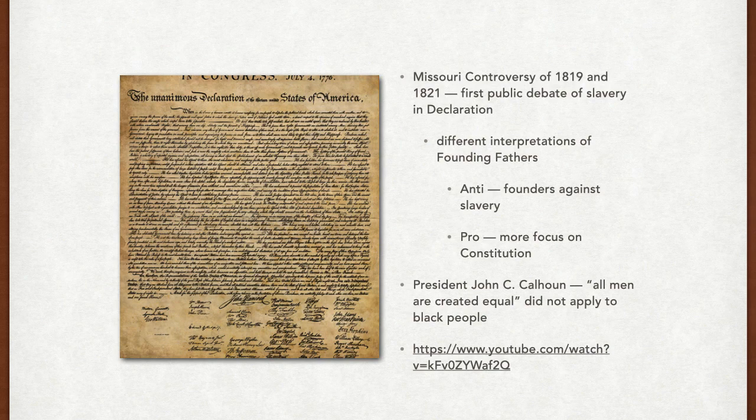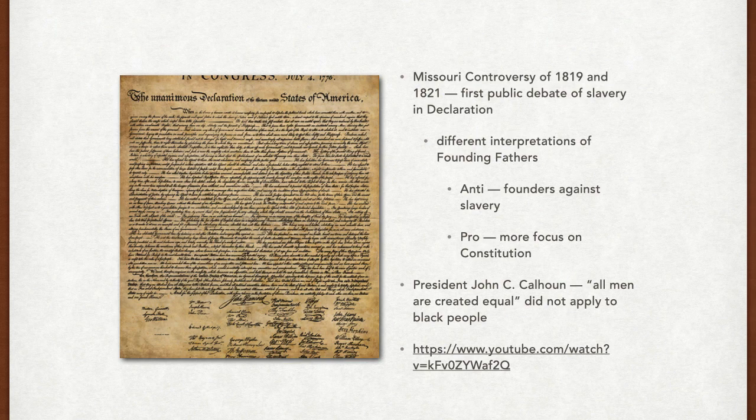Here's some of the stuff that I mentioned. This is the Declaration of Independence. If you want to see the Declaration in person, you can go to the National Archives in Washington, D.C. Sorry, I dropped my pen.